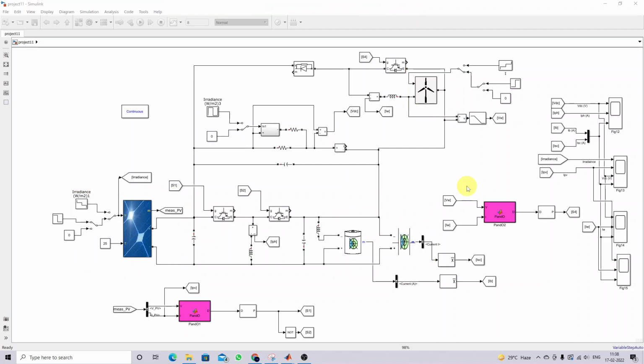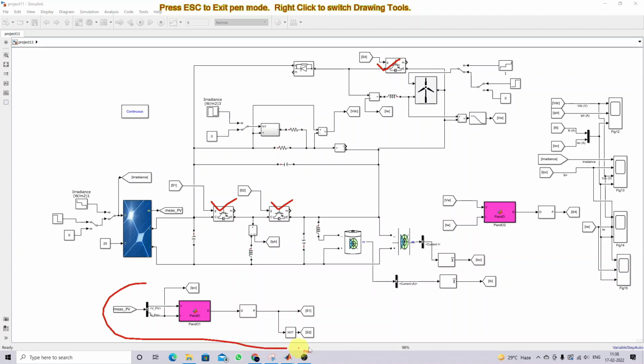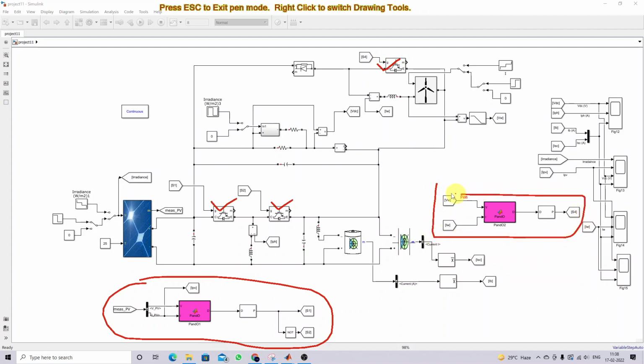Here it has 3 switches: switch S1, S2 and S4 or S3. So S1 and S2 are going to be controlled based upon the MPPT of the PV panel, and then S4 is going to be controlled based upon the MPPT of the wind energy conversion.